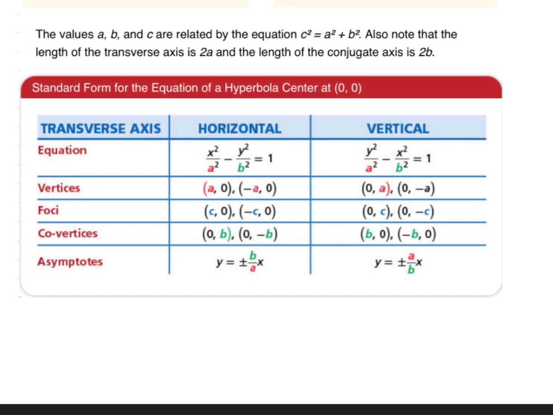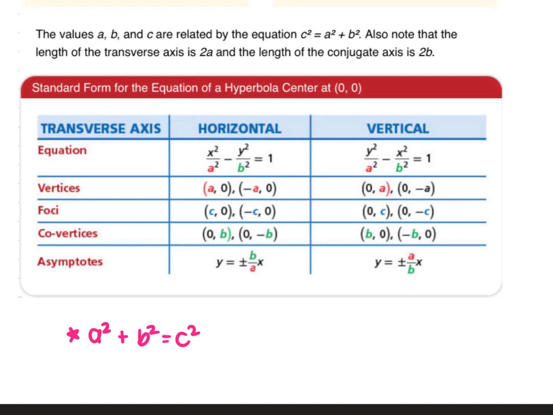The only difference with this one is if you're missing an A or a B, you're going to use A squared plus B squared is equal to C squared to find one of those. Okay, so if you're missing A or B, use A squared plus B squared is equal to C squared.